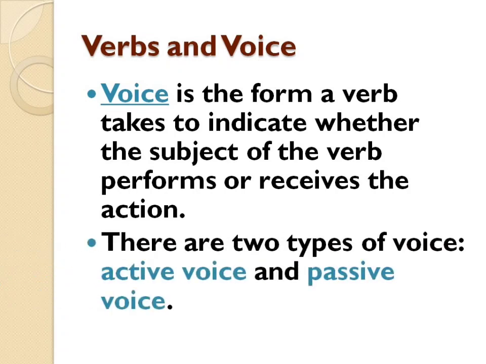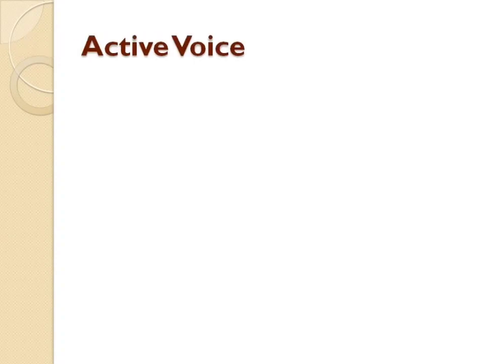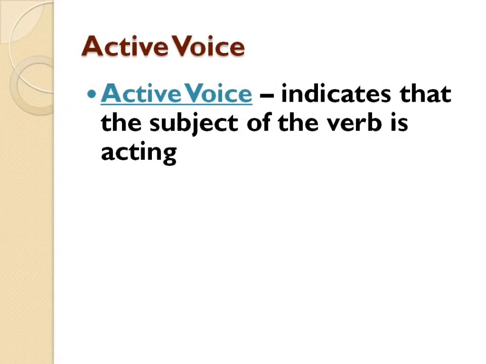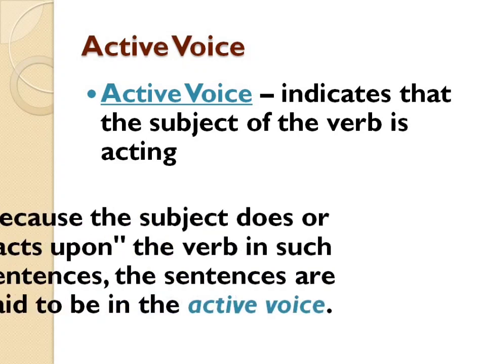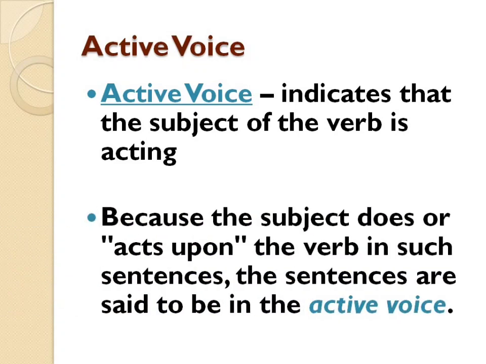There are two types of voice: active voice and passive voice. The active voice indicates that the subject of the verb is acting. Okay, the subject of the verb is the doer, the agent. Because the subject does or acts upon the verb in such sentences, the sentences are said to be in the active voice.